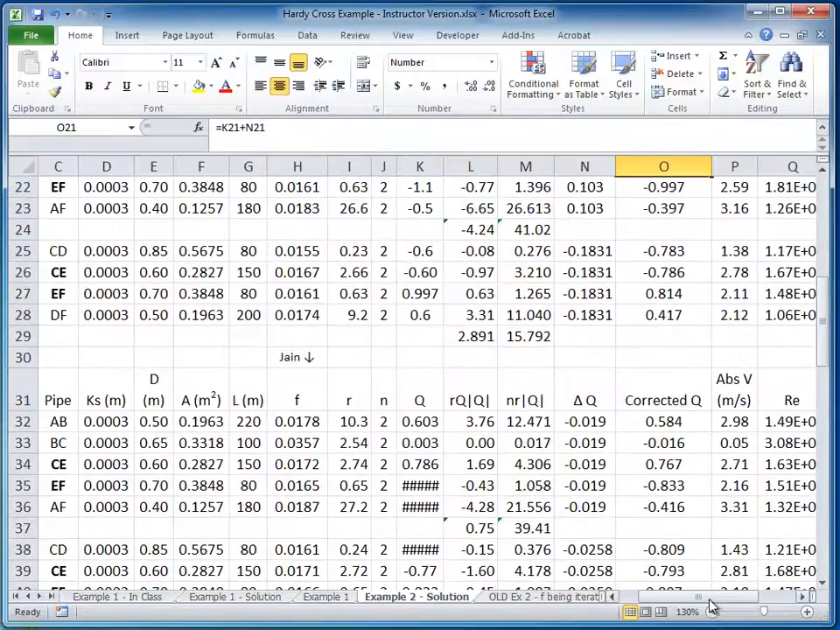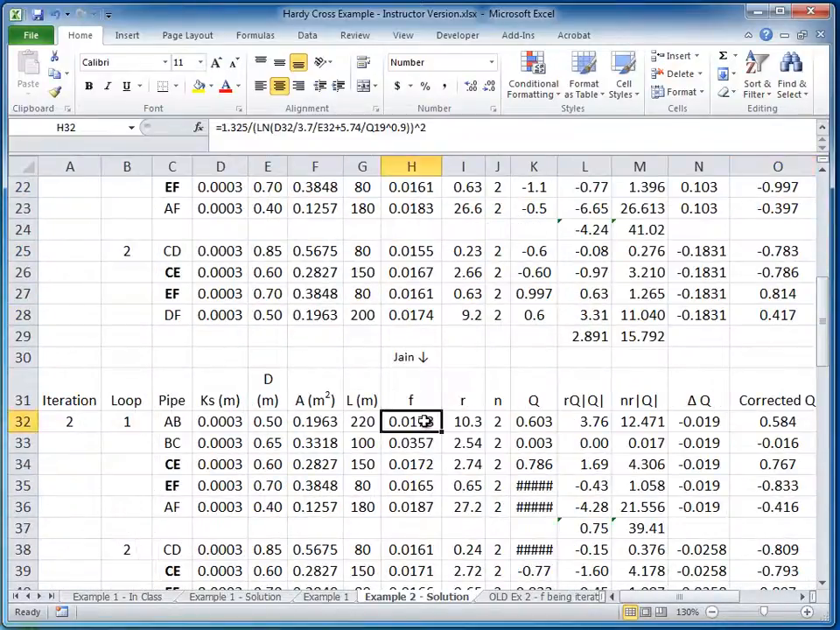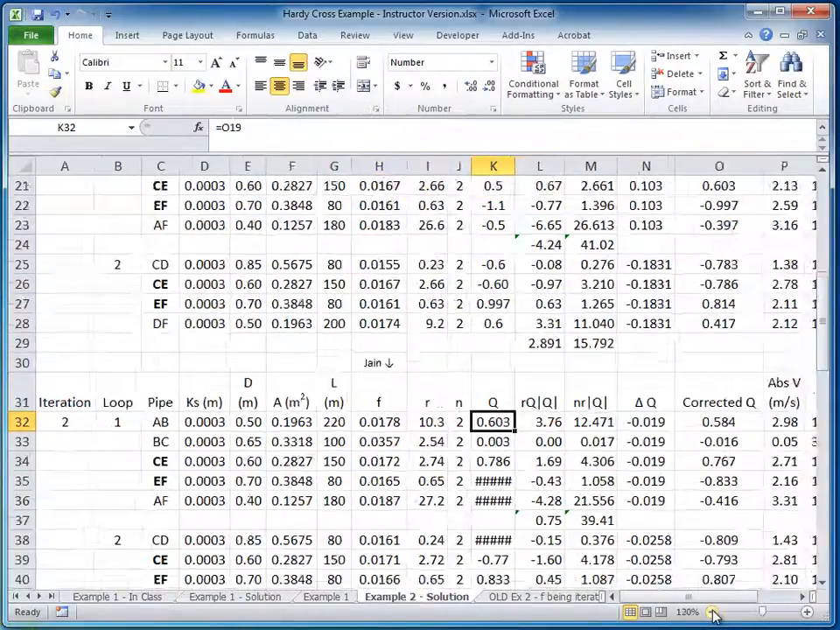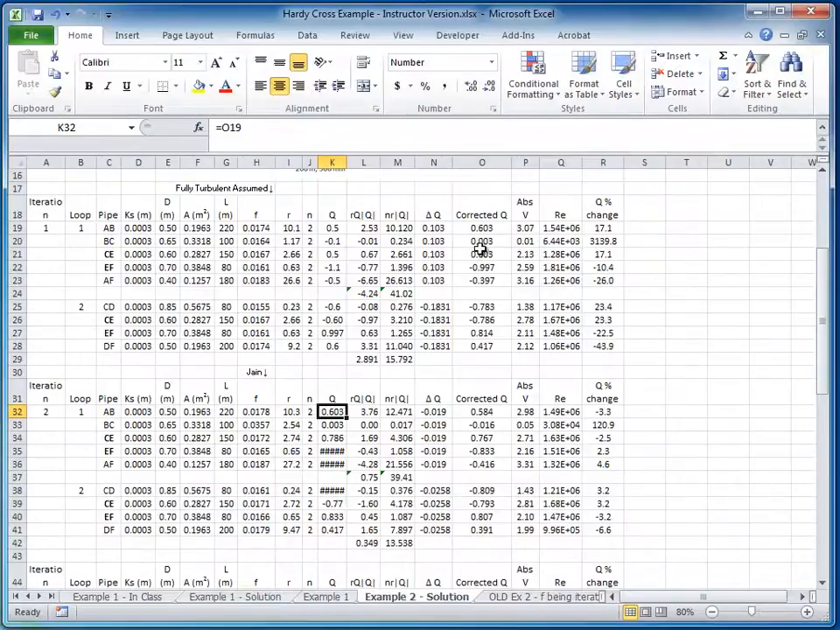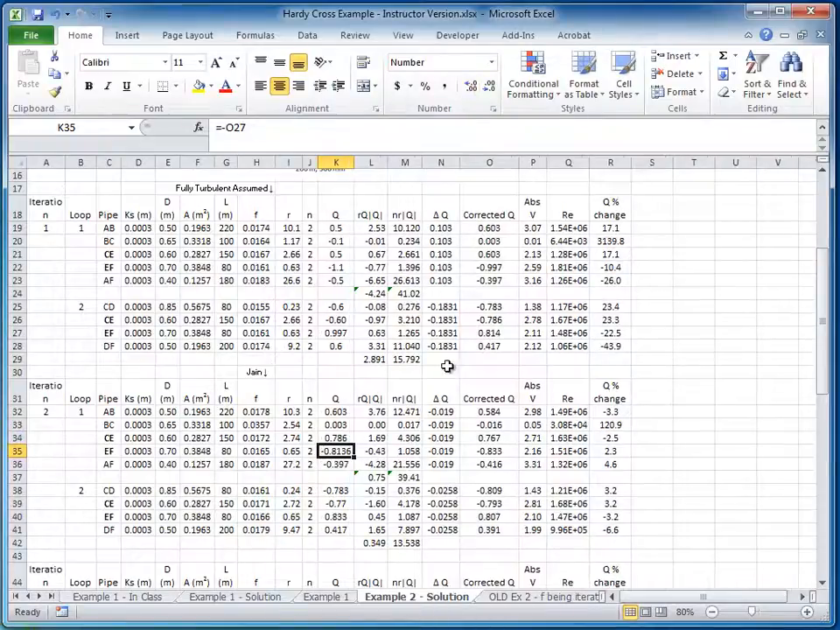And then when we bring it down into the second iteration, we're switching from the fully turbulent flow assumption for F over to the Jain equation, and so that's why we've got both the relative roughness term and the Reynolds number term in our equation for finding F. But then the other thing is that the Q values we're referencing for AB, it would be this flow rate. For BC, it would be this one. For CE, since that's one of the common pipes, we say equal negative of that value. For EF, we do equals negative of that value, and so on.